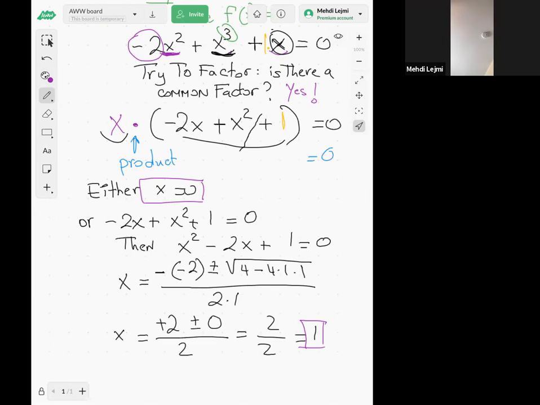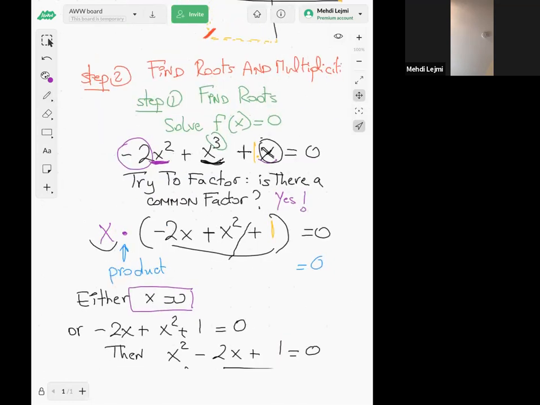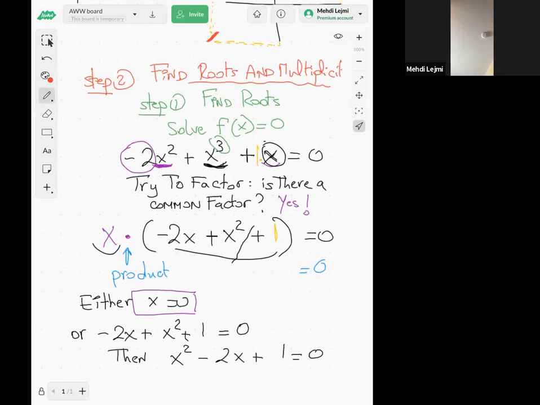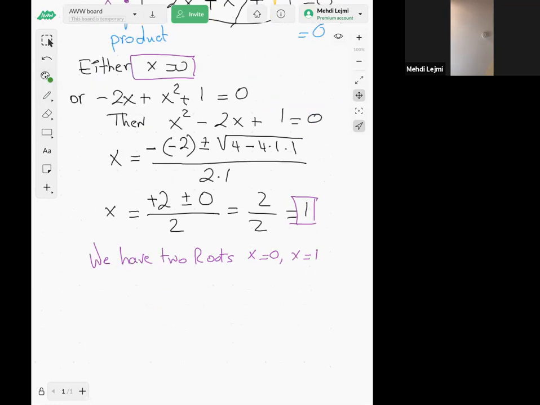All right, so we have two roots, x equal to 0 and x equal to 1. Right, so now I got my roots. So remember, guys, we have to find the roots and the multiplicities, right? So first we said we have to find the roots. Next, we're going to find the multiplicities. So step 2, I'm going to find the multiplicities of the roots.